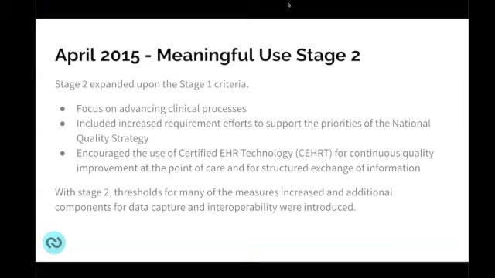So with stage 2, and it builds upon stage 1, a lot of the thresholds that were in place for some of the measures increased. And then we also saw additional components for data capture and some additional interoperability requirements were added.